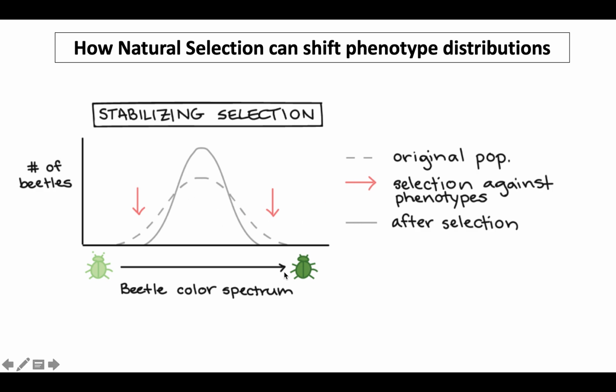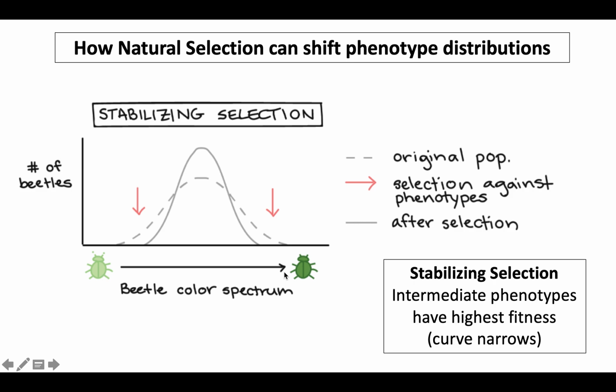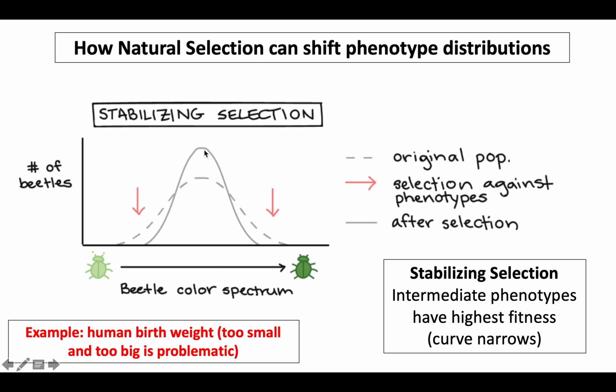This is called stabilizing selection. Stabilizing selection is when the intermediate phenotype, right here in the middle, has the highest fitness, and therefore the curve narrows. Examples: human birth weight.